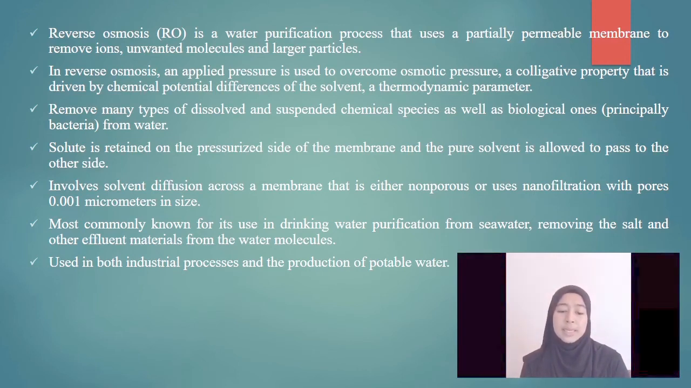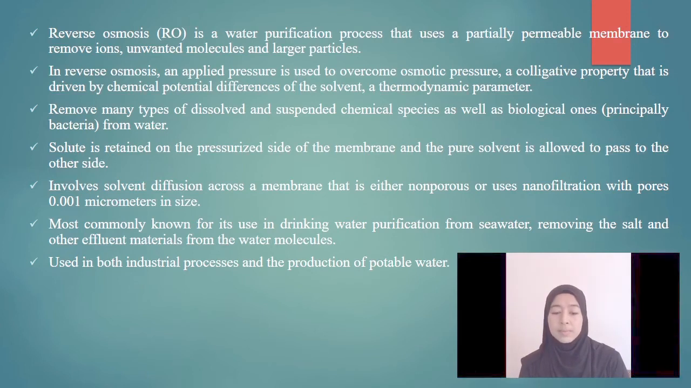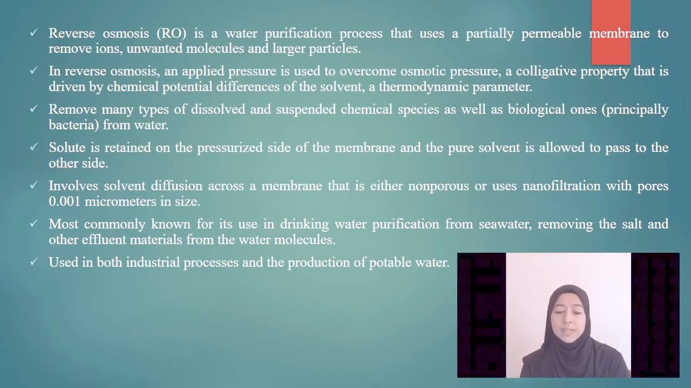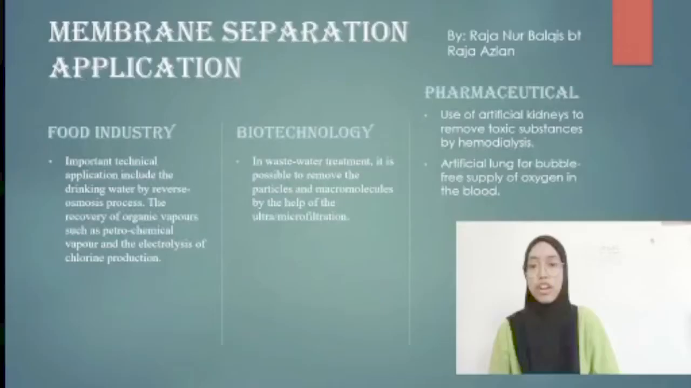The result is that the solute is retained on the pressurized side of the membrane and the pure solvent is allowed to pass to the other side. To be selective, this membrane should not allow large molecules or ions through the pores, but should allow the smaller components of the solution to pass freely. Reverse osmosis is most commonly known for its use in drinking water purification from seawater, removing the salt and other impurities from the water molecules.